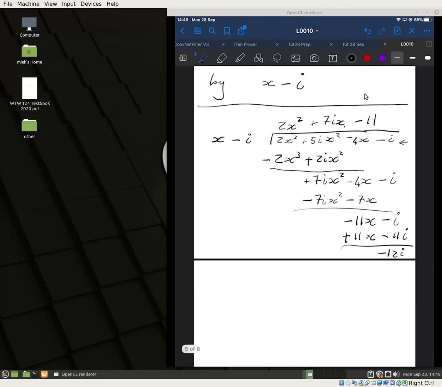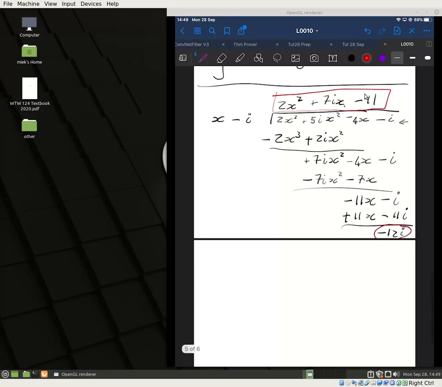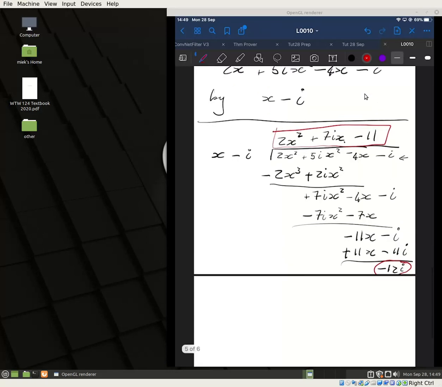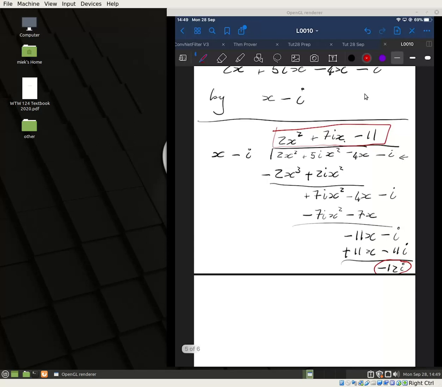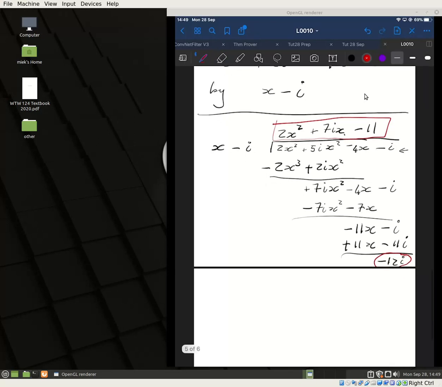Okay, and now we can read off the quotient and the remainder. So what we have written here is the quotient, and what we have written here is the remainder. So how do we know when to stop? We know when to stop when the degree of what we have written here is strictly less than the degree of what we are dividing by. So we are aiming to stop when the degree of what we have here is less than 1.